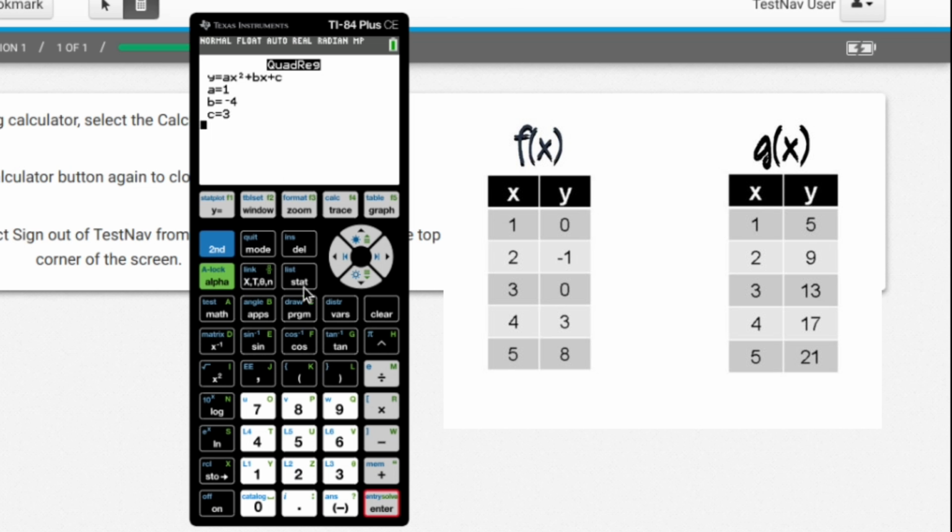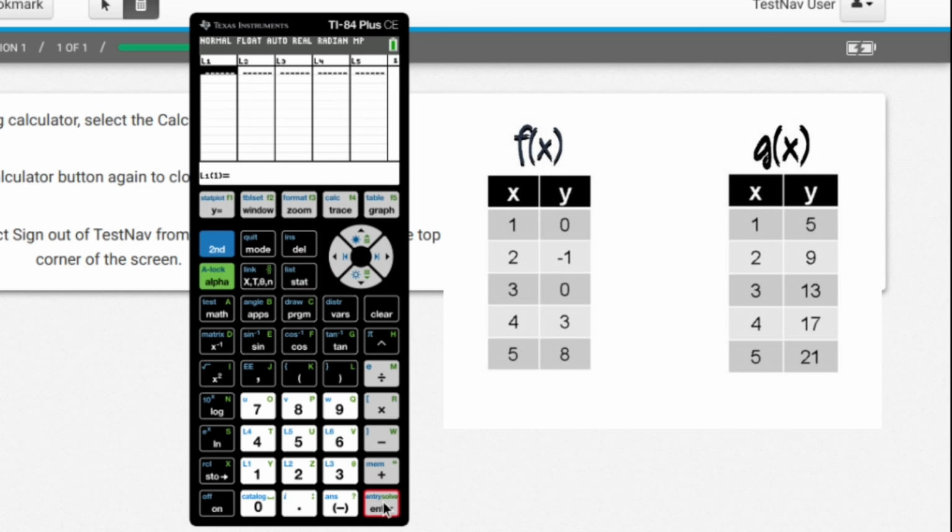Now on to the linear. If I want to clear everything out, second mode, 7, 1, 2 does the job. Just don't do this on a personal calculator if you have stuff saved. Go to stat, edit. I got 1, 2, 3, 4, 5. So 1, enter 2, enter 3, enter 4, enter 5, enter. I've got 5, enter, 9, enter, 13, enter, 17, enter, 21. Don't have to worry about negatives there.